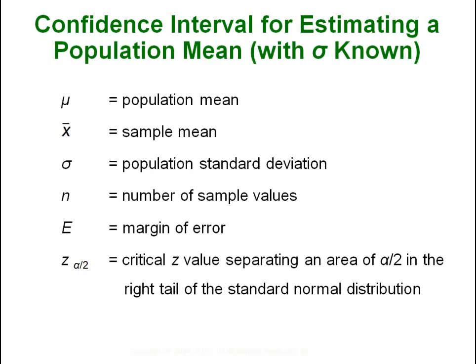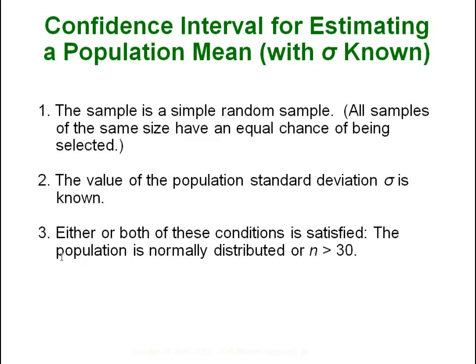Just like before, all the same stuff, mu, x bar, n, E, right? Except now we're back to z-scores, because now that we know sigma, the standard deviation of the population, we can use z-scores instead of the t-scores that we did before. We still have the same stipulations. Our sample must be a simple random sample. But now we have to know the population standard deviation, which we didn't know before. And like before, either the population that we're sampling from is normally distributed or our sample is at least 30, right?